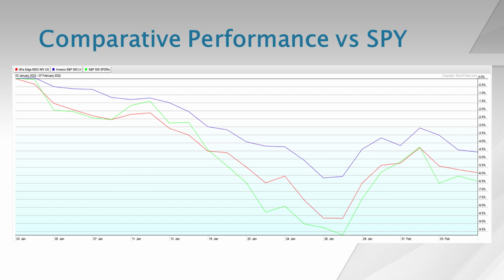The Invesco product has outperformed a little bit more, so both are down less compared to the S&P 500 index, but these are not no volatility, so they will be down when markets are down, but they may hold up a little bit better than the broader index.